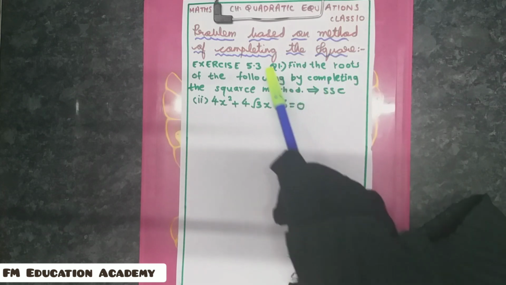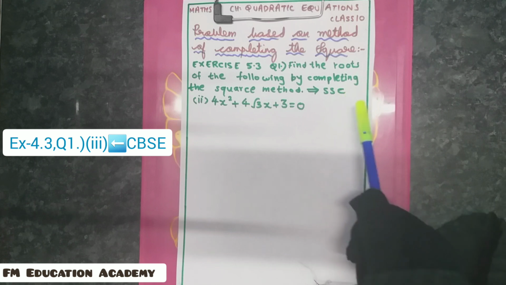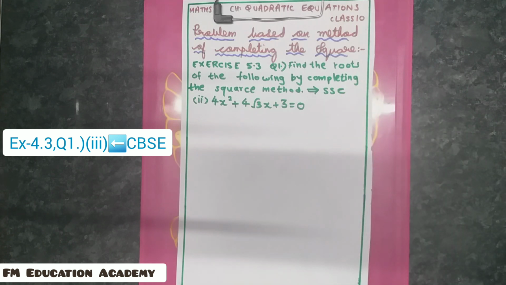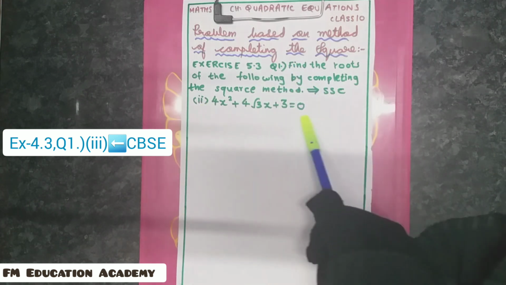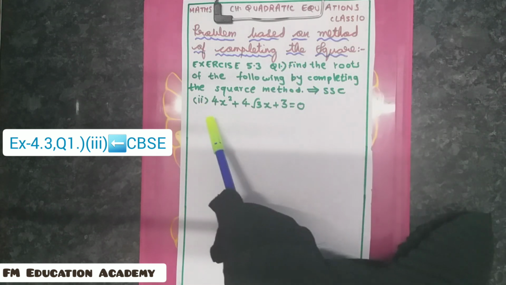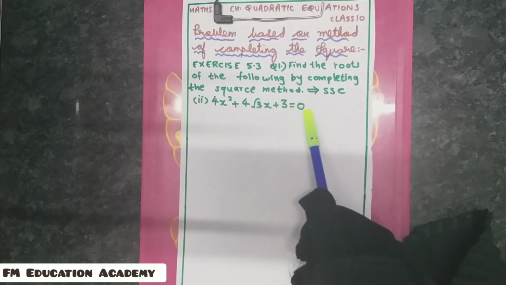It is present in exercise 5.3 in the SSC TS SCERT textbook, and in exercise 4.3 for CBSE NCERT. In CBSE it is question 1, third bit, whereas in SSC it is question 1, second bit. The equation is the same for both. The equation is 4x squared plus 4 root 3x plus 3 equals 0.